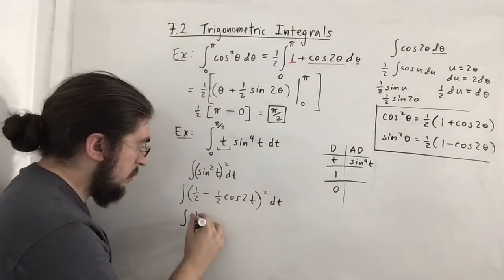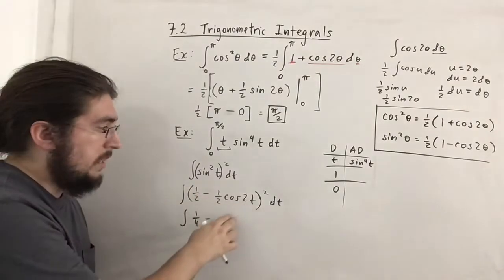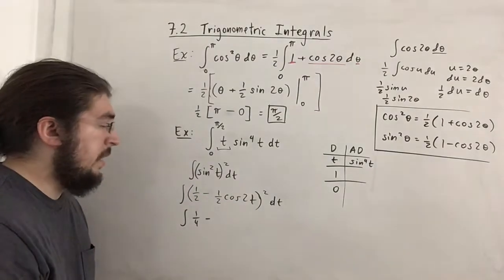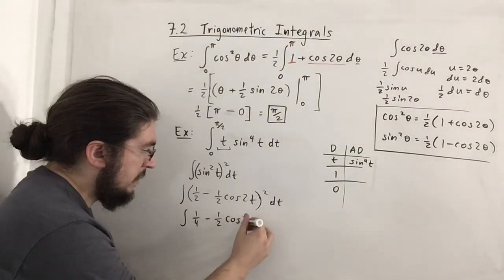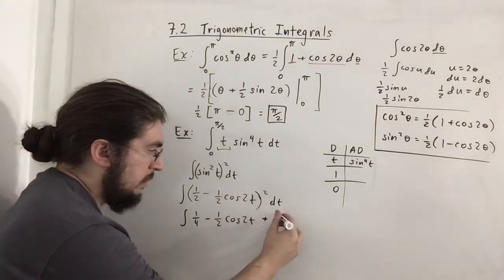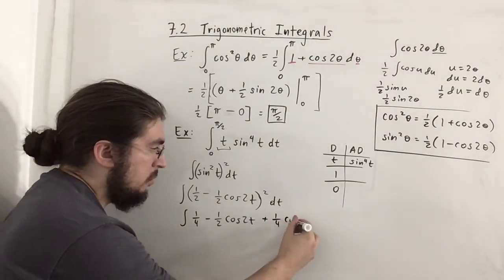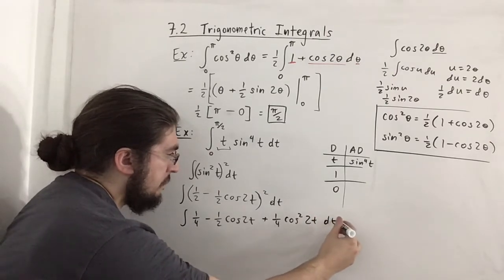And if we expand this out, we get the following. We get the first one squared, 1/4. 2 times their product. The product is 1/4 cosine of 2t, negative 1/4 cosine of 2t. Double that, you get negative 1/2 cosine of 2t. And again, foiling this out is not a bad idea as well. And then plus the last one squared, 1/2 squared is 1/4 cosine squared of 2t, and then dt.